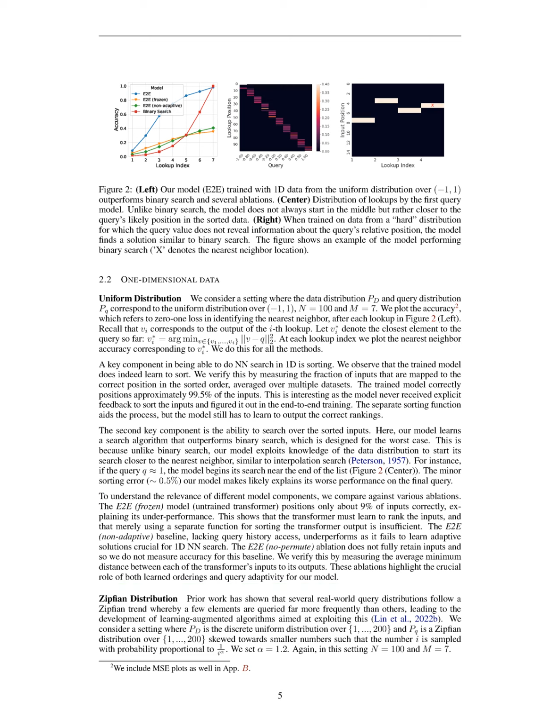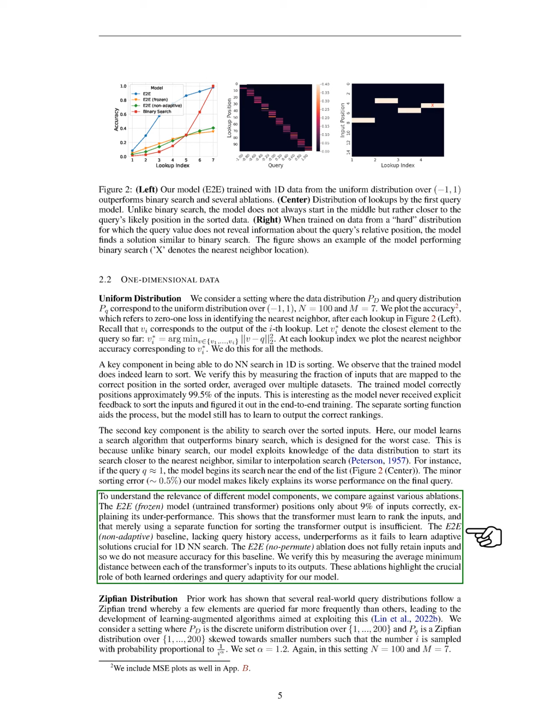Section Summary. In this section, we describe our data generation and training process, where each training example consists of a dataset, a query, and its nearest neighbor, with the model learning to sort and search effectively through end-to-end training. We evaluate our model's performance against various baselines and ablations, demonstrating that learned orderings and query adaptivity are essential for achieving high accuracy in nearest neighbor search.